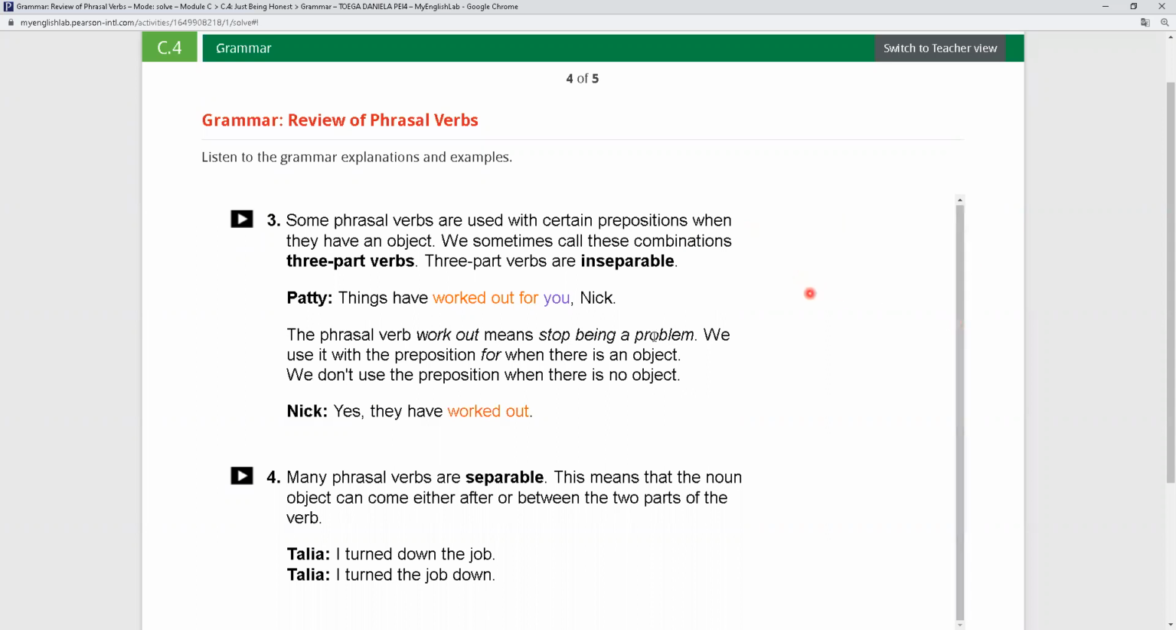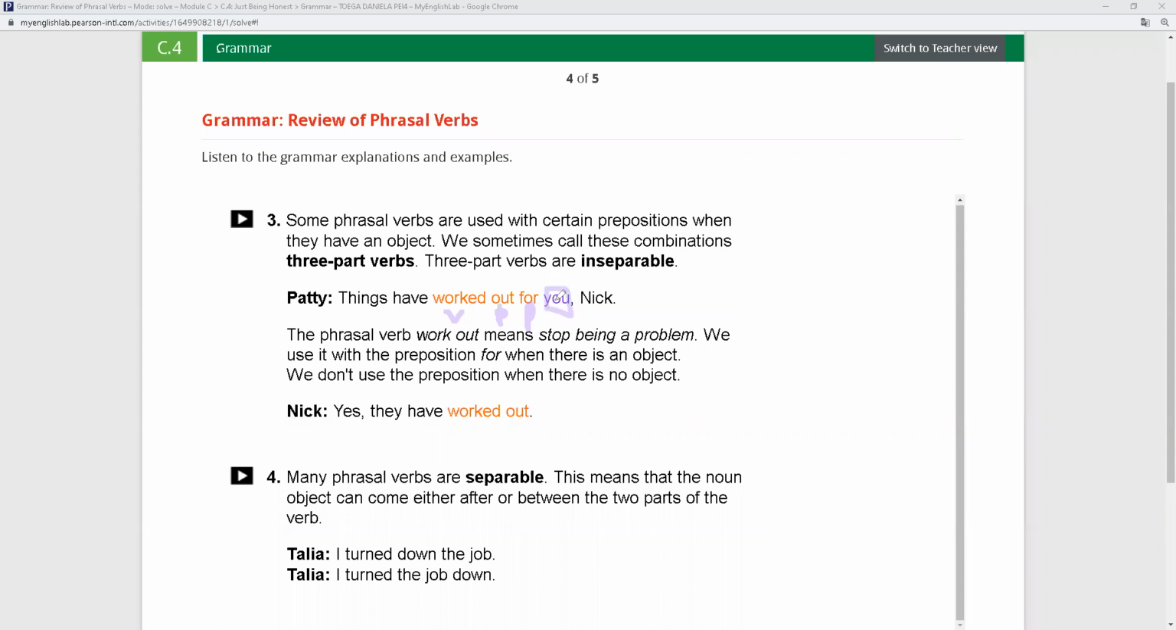Ok. Cuando decimos que son de 3 partes, lo único que contiene es el verbo, el particle y la preposición. Eso es lo único que hace la diferencia. Y bueno, por lo general utilizamos estos three-part verbs para cuando vamos a dar o vamos a mencionar algún objeto, ¿ok? Things have worked out for you, Nick, ¿ok? En este caso mi objeto es you.